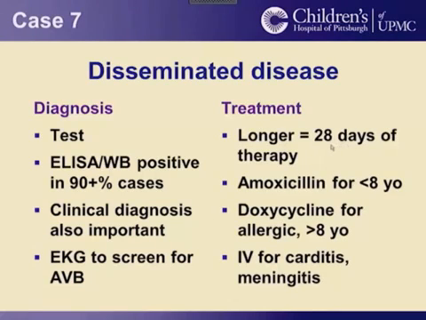Treatment here is longer, and if you read treatment guidelines from the IDSA and AAP, the range of therapies is all over the place, from 10 to 14 to 21 or 28 days. I'll generally err on the side of a longer course, 28 days, if for nothing other than simplicity for most of these patients for their management. Again, amoxicillin for those less than 8 years old is indicated, and doxycycline for the older cases.